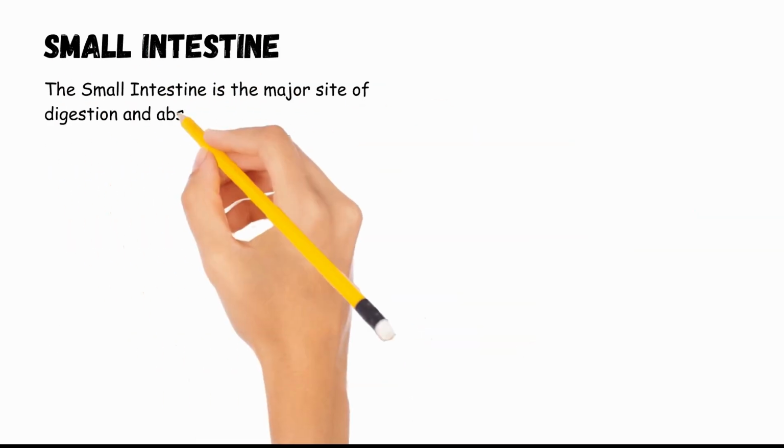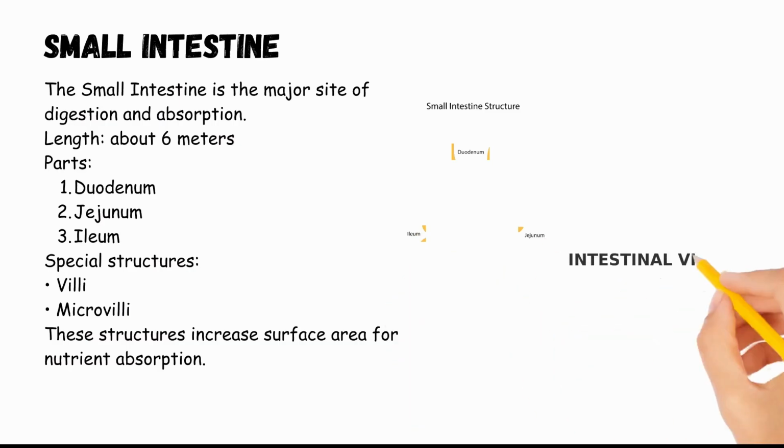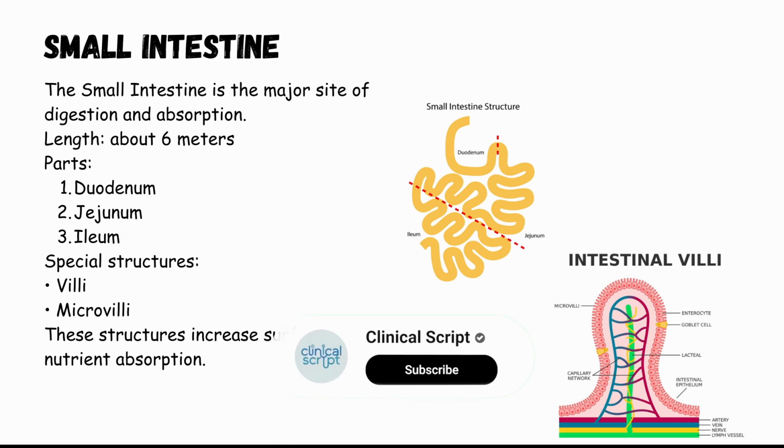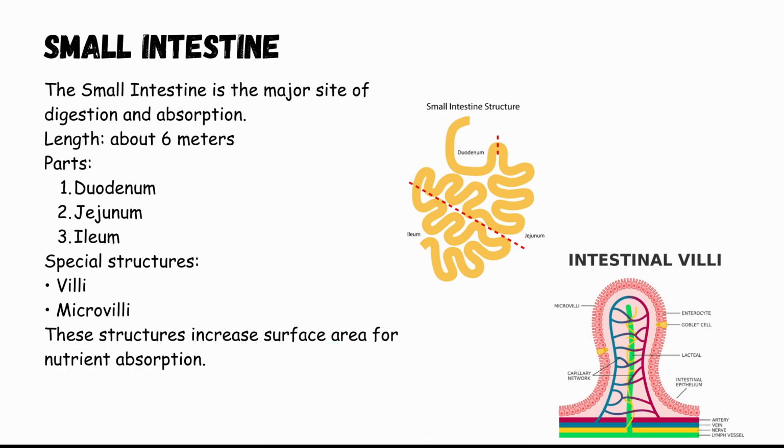The small intestine is the longest part of the digestive tract and is the primary site of digestion and nutrient absorption. It measures approximately 6 meters in length. The small intestine has 3 sections: the duodenum, which is the first part, and receives digestive secretions from the liver and pancreas. The jejunum, which continues digestion and absorption, and the ileum, which absorbs remaining nutrients.